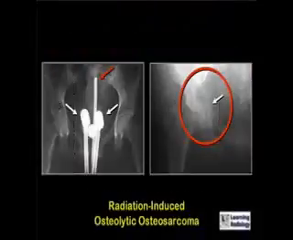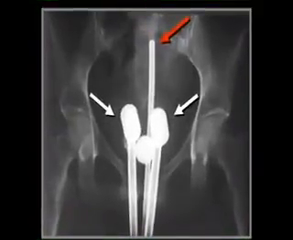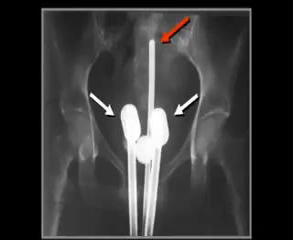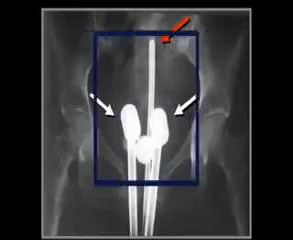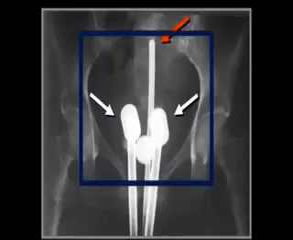This is an individual who received both external and internal radiation for carcinoma of the cervix. The red and white arrows are pointing to something called a Fletcher's applicator, which is used to deliver radiation using sources of cesium or radium directly to the tumor itself. This individual also received external radiation in a portal about what the blue box shows.